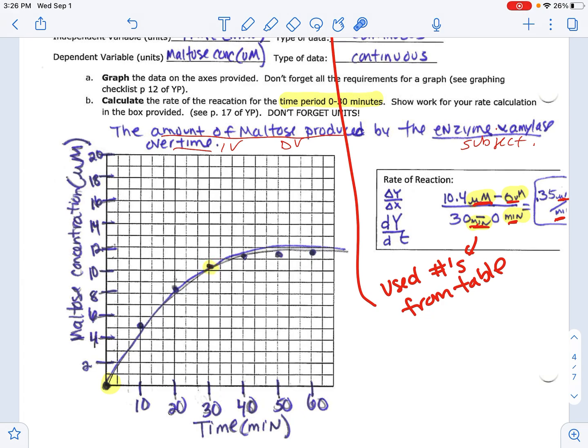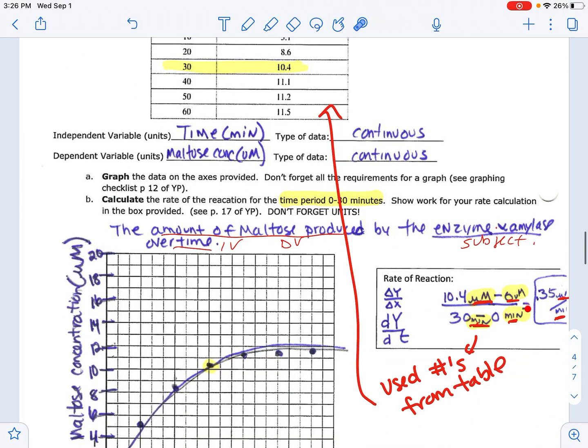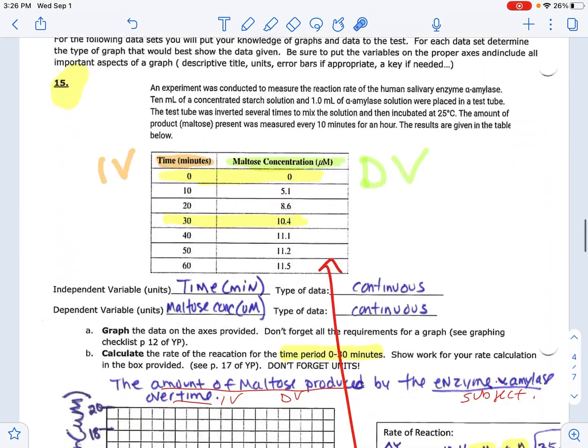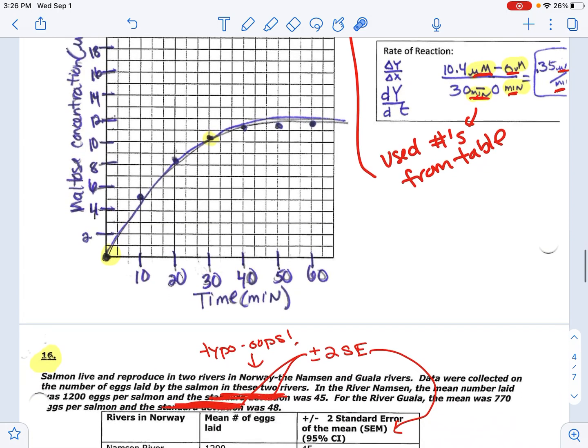So I took the data points at 30 and 0, and instead of trying to read them off the graph, I highlighted, they're right here. If you have those exact data points in your table, you can just use those exact numbers. So I used these numbers. And that's how I calculated the rate, which is 0.35 micromoles per minute. Okay, again, units, units, units. If you have just a bunch of numbers there and no unit, you're going to get a bunch of little minus 1/2s.